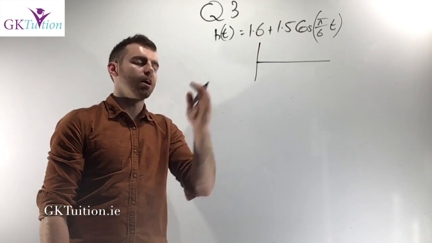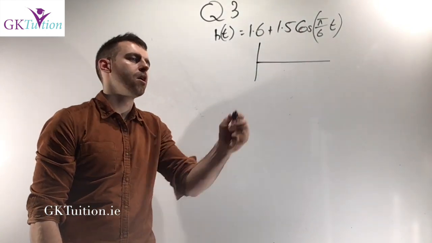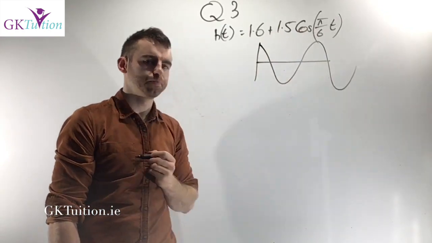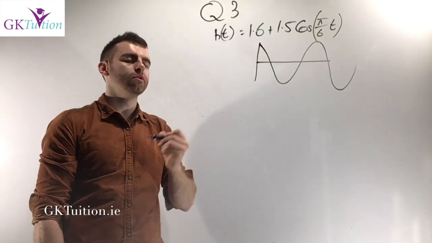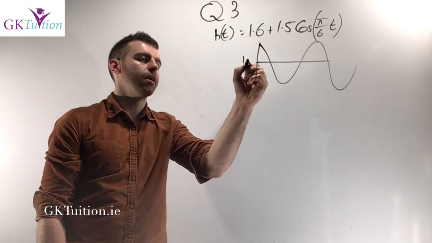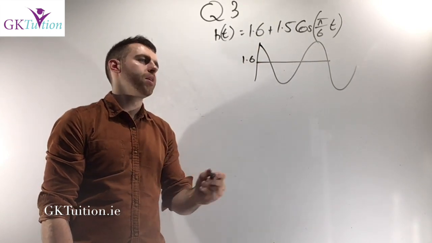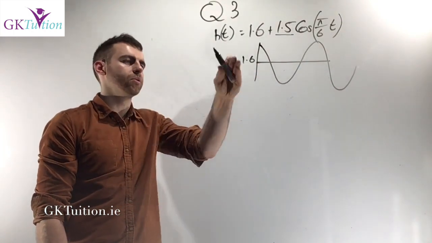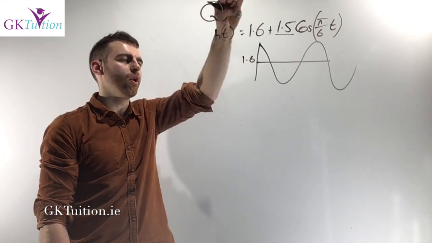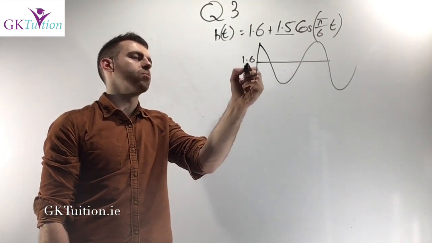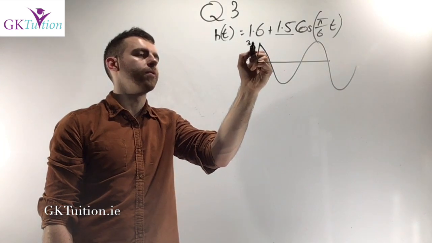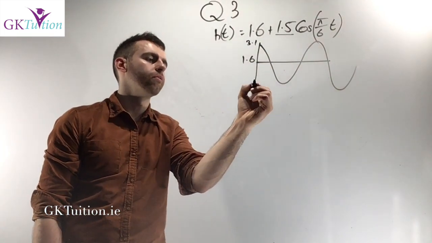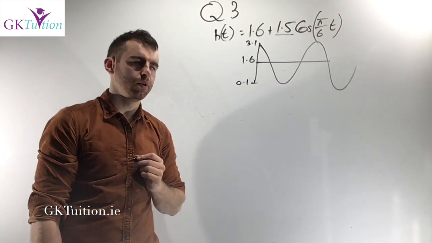This is a positive cos graph. There's a plus in front of the cos, which means it starts at the top. Positive cos graph starts at the max and it looks like that. The number on its own refers to the midline. So I know the midline of this graph is 1.6. The coefficient of cos, or the number in front of cos, refers to the amplitude. In other words, how much I deviate away from the midline. So if my midline is 1.6 and I go up 1.5, my max must be 3.1. If the midline is 1.6 and I go down 1.5, the minimum must be 0.1.